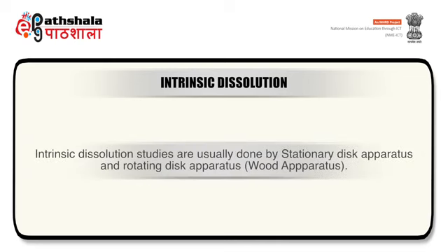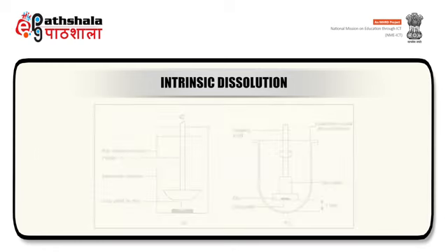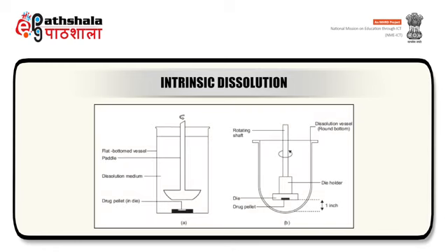Intrinsic dissolution studies are usually done via stationary disc apparatus and rotating disc apparatus called the Wood apparatus. The compacted pellet of a pure drug is mounted in a die such that only one face of the pellet is exposed to the dissolution medium. In the stationary disc apparatus, the die containing the drug pellet is placed face up into a flat bottom dissolution vessel previously filled with the dissolution medium.